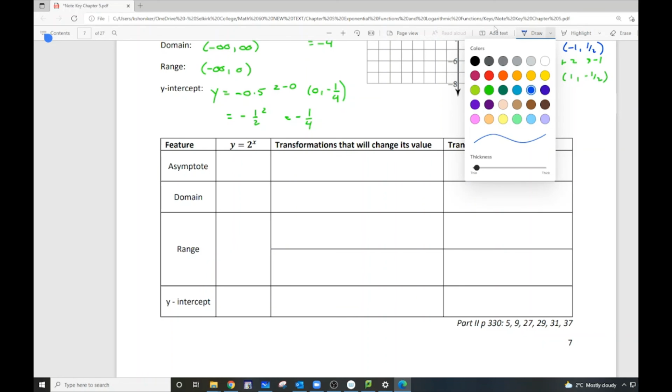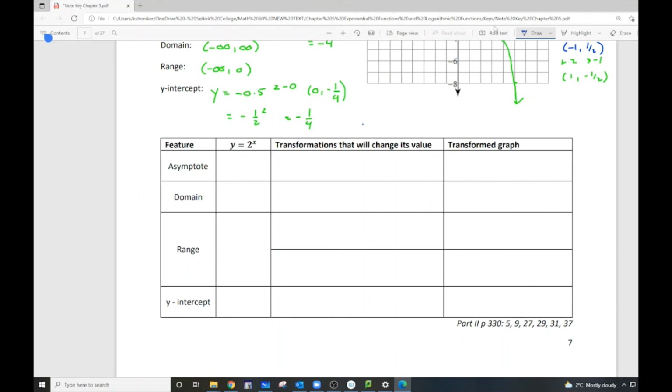So the next thing is just looking at how did those transformations affect my graph? Well, let's look at my original graph. My original graph is y equals 2 to the x. My asymptote is y equals 0. My domain is negative infinity to infinity. My range is 0 to infinity. And I have a y-intercept at (0, 1).